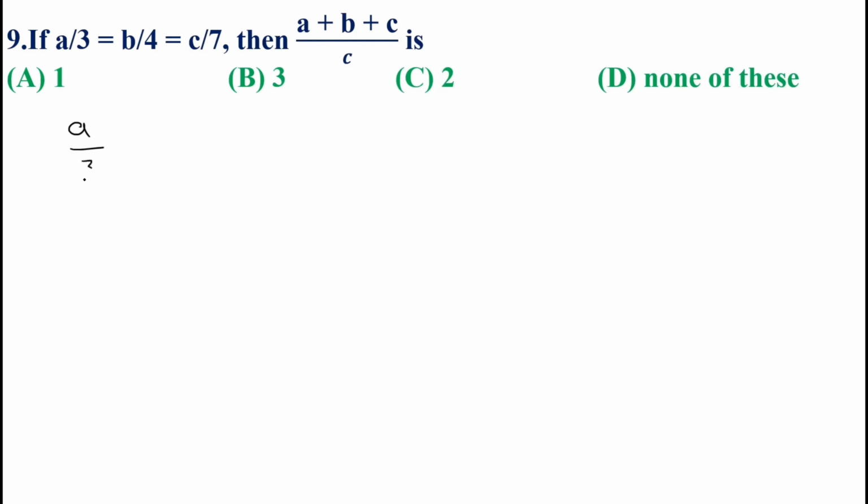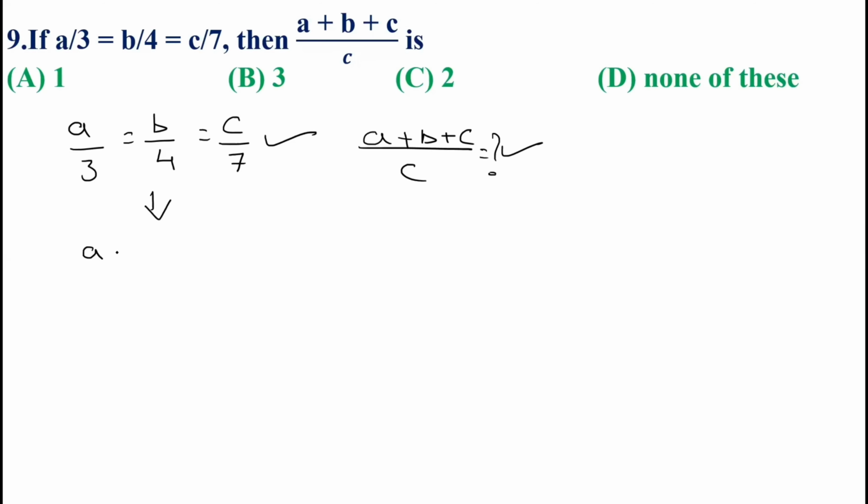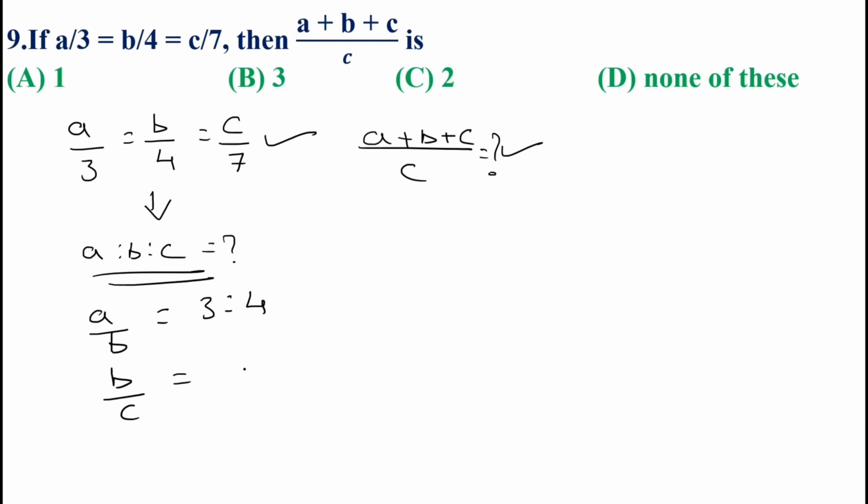A by 3 is equal to B by 4 is equal to C by 7, they have given. Find (A plus B plus C) by C. What is the answer you have to find? By using this, find first A is to B is to C. This we can write as A by B is equal to 3 by 4, means 3 is to 4. B by C means 4 is to 7. So this means 3 is to 4 is to 7.